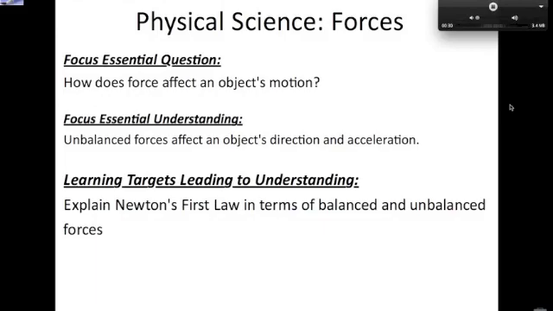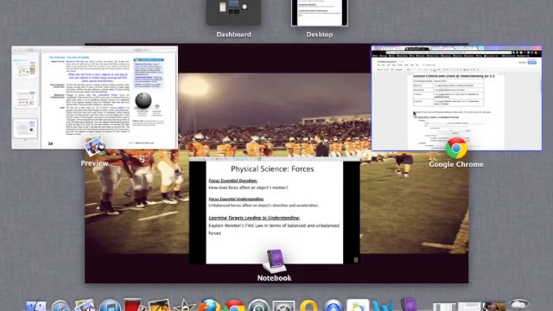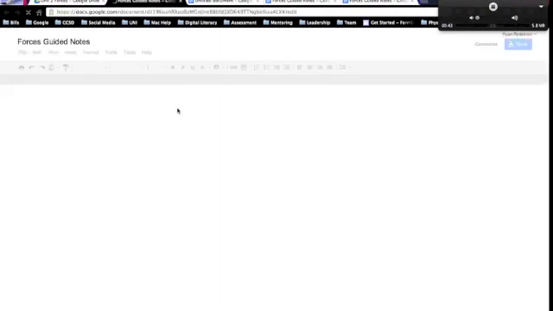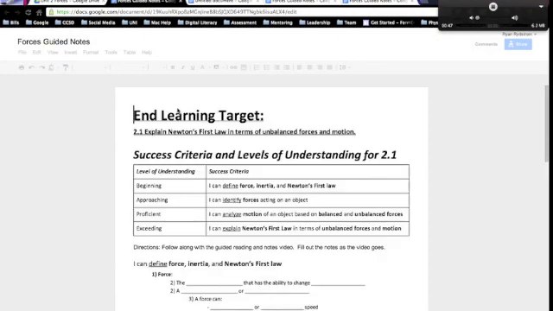So today we're going to do a little bit something different. We're going to go to our science folder, the one that I have created for you. Click on Unit 2, and then click on Force Guided Notes. Once you're there, we're not going to make a copy. I repeat, we will not make a copy. We're just going to copy and paste the notes.